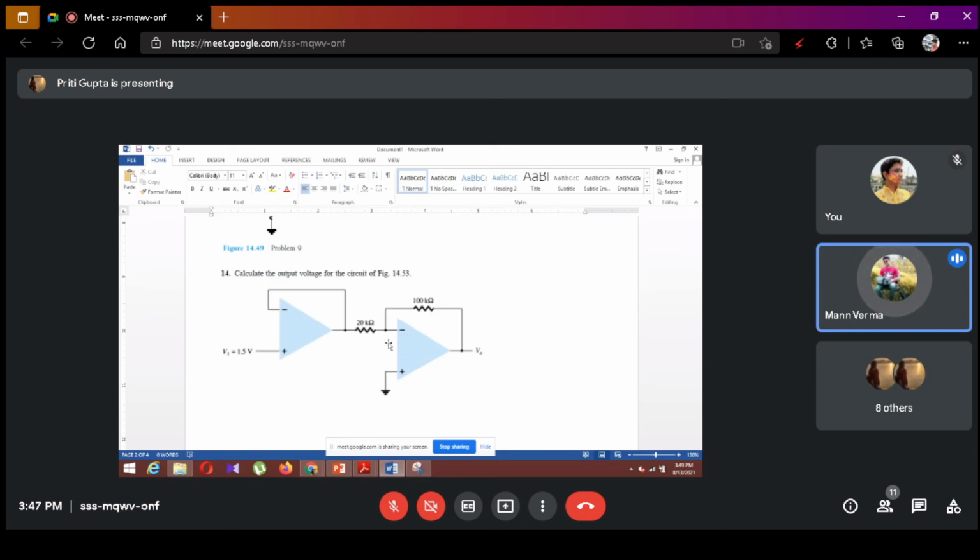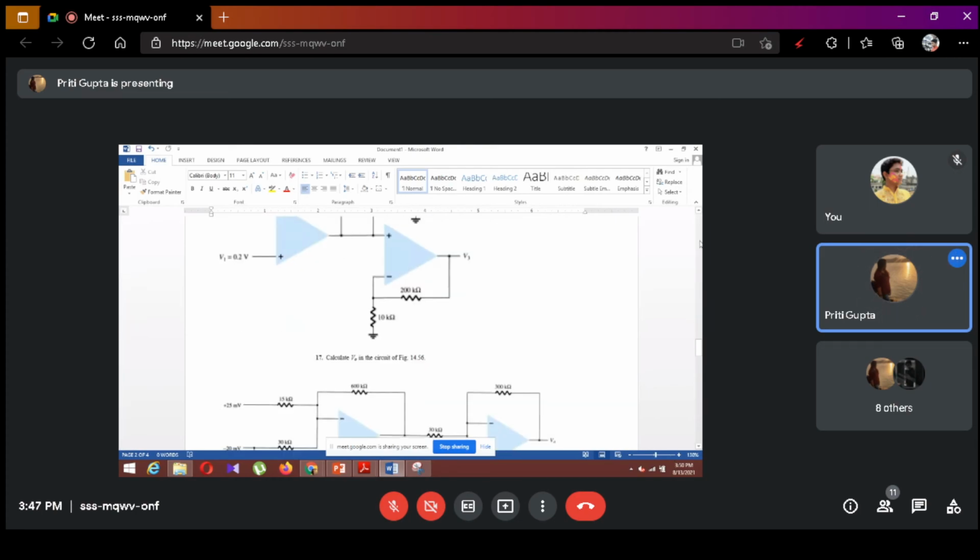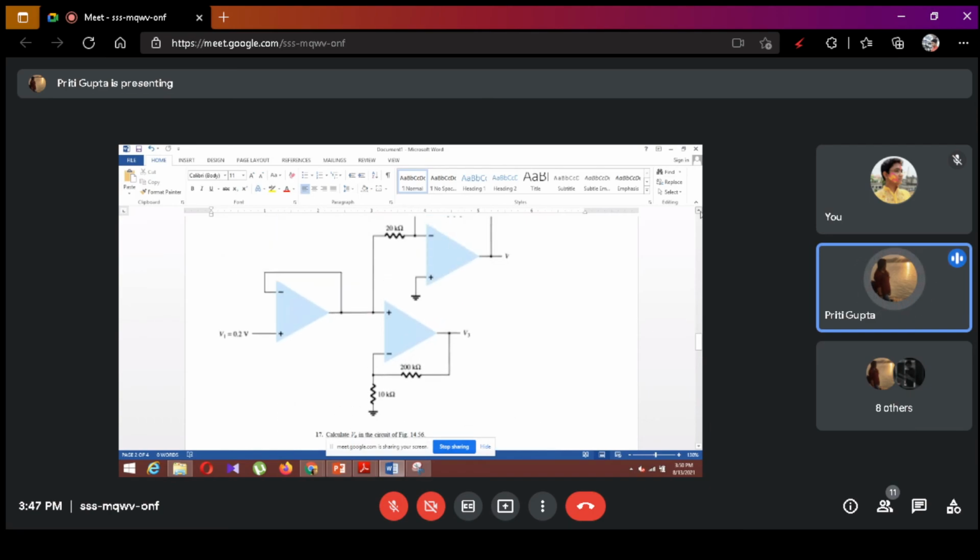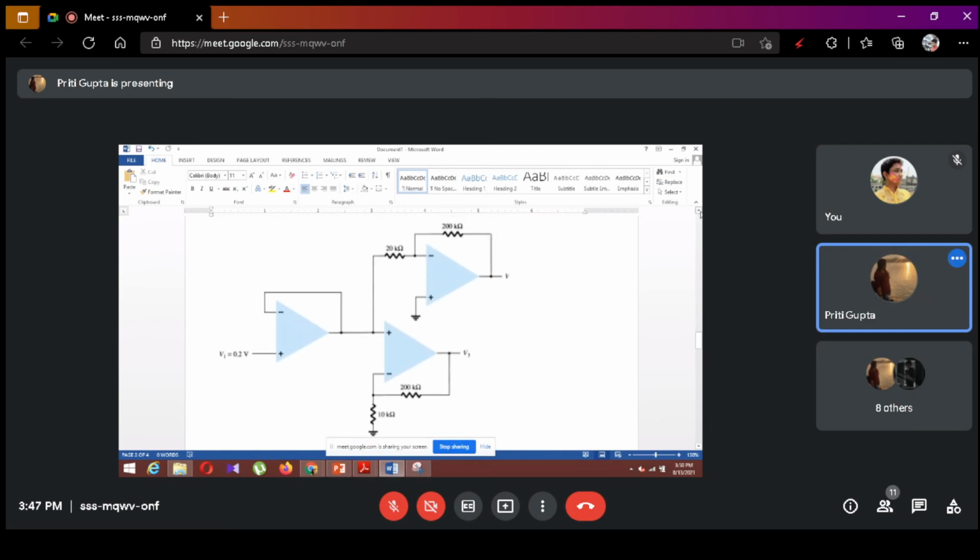Minus 7.5 volt. What about the rest of the students? Yes, ma'am, minus 7.5. Yes, inverting. Inverting one. Right. Take a screenshot. Give it a try. Find out the final voltage.